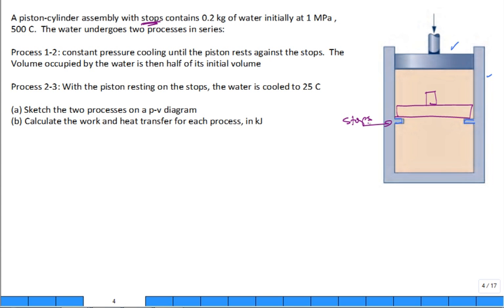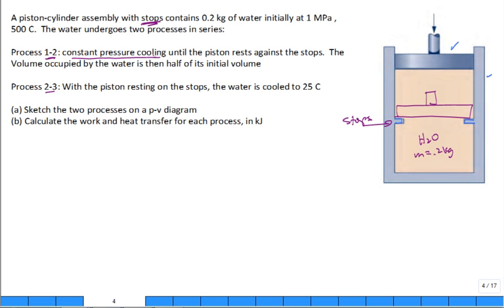It has 0.2 kilograms of water, so we could even put H2O, with a mass of 0.2 kilograms, initially at 1 megapascal and 500 degrees C. The water undergoes two processes in series, process 1 to 2 and then 2 to 3. From 1 to 2, it's a constant pressure cooling.